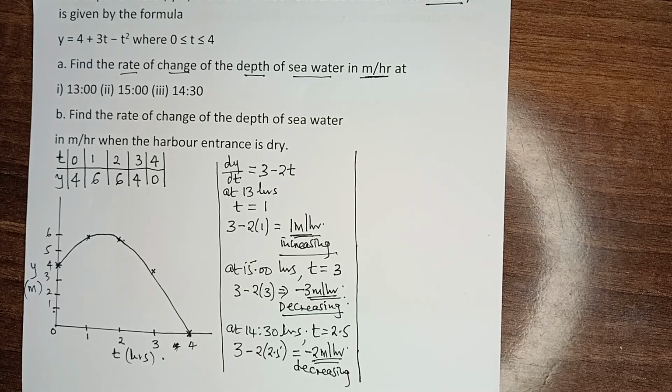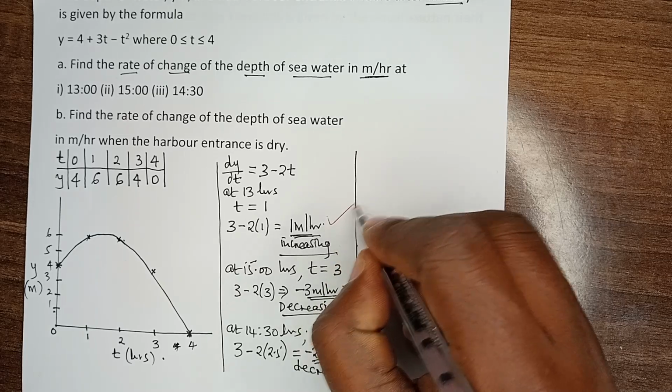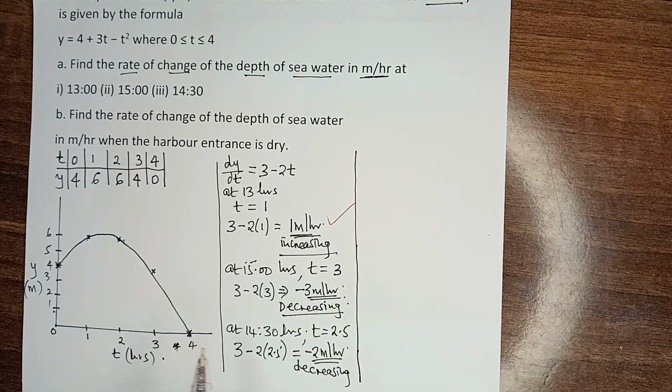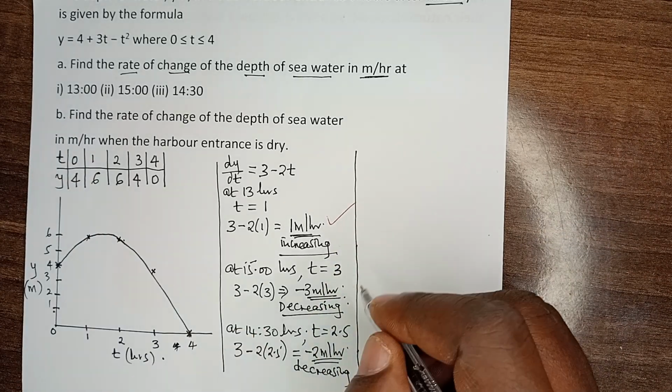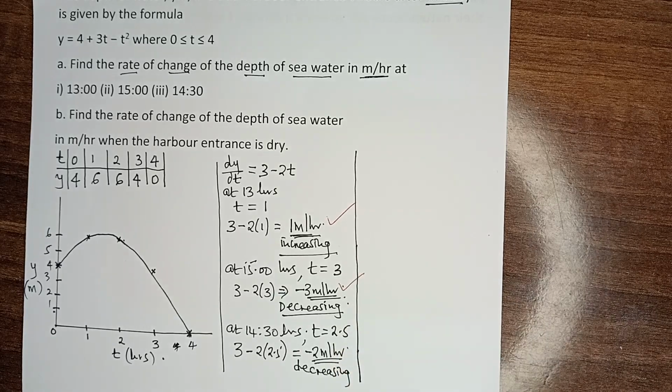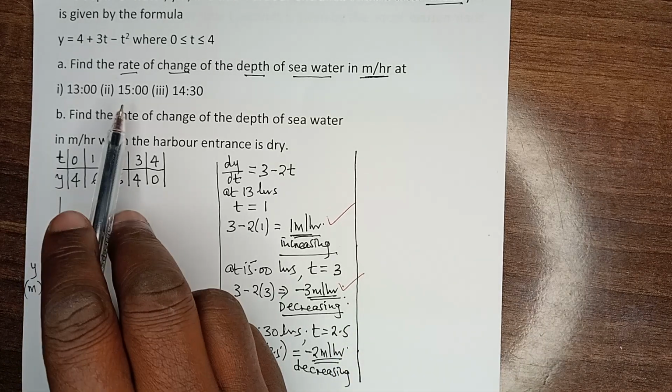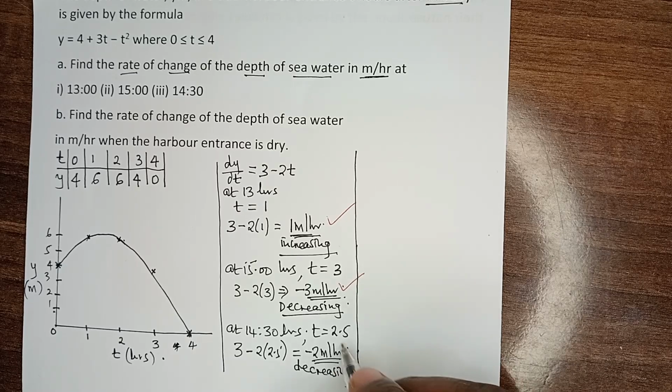Now we have answered part A of the question. 1 meter per hour is at 13 hours, and negative 3 meters per hour at 15 hours, and negative 2 meters per hour at 14 and a half hours. That is that.